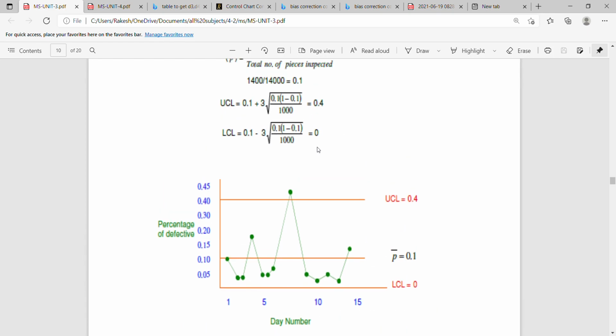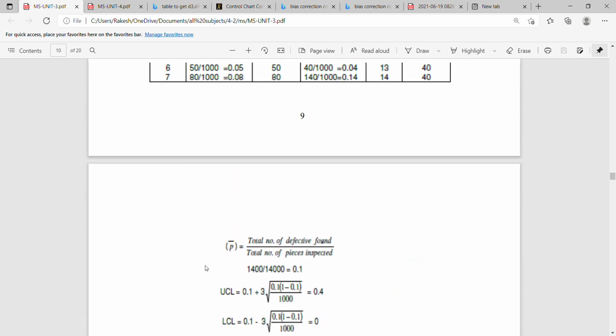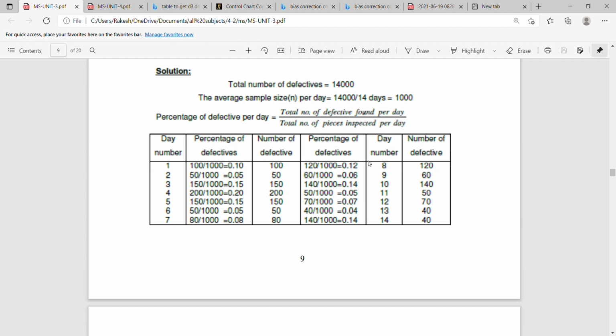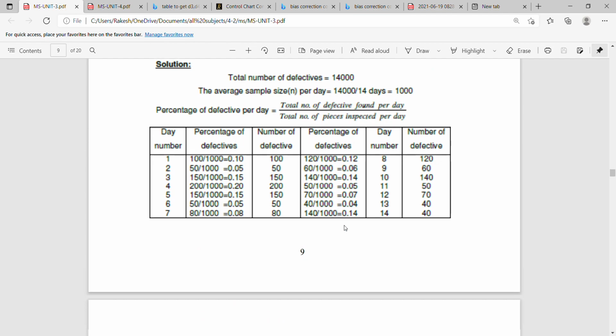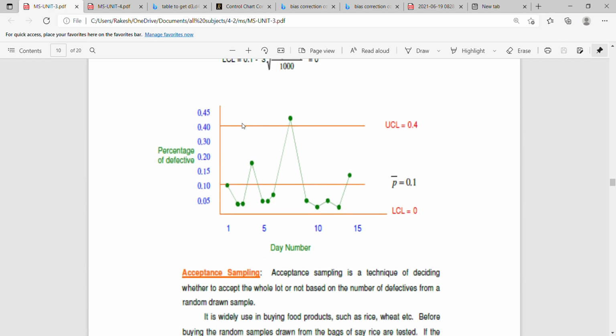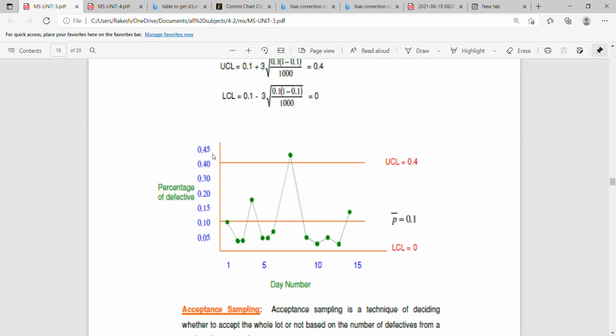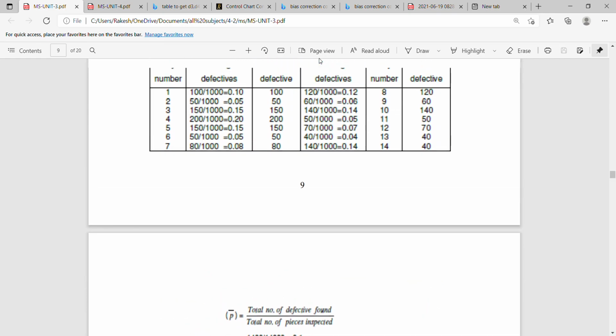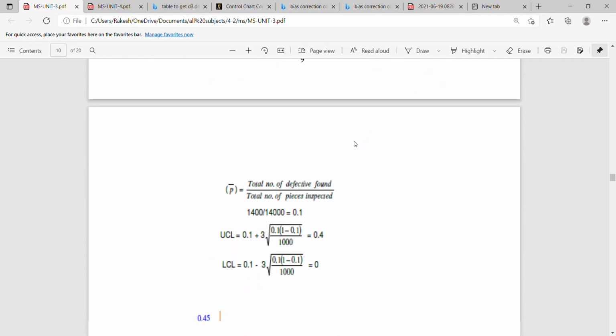So while plotting the graph, you take the lower control limit as 0 and the upper control limit as 0.4 as we get here, and plot the number of samples here. As we have 14 samples, we have taken up to 15 here. And coming to the y-axis, the maximum value we got is 0.20, and somewhere 0.4 we can see. So it is a wrong graph, as you can see.